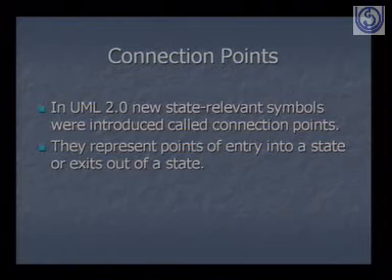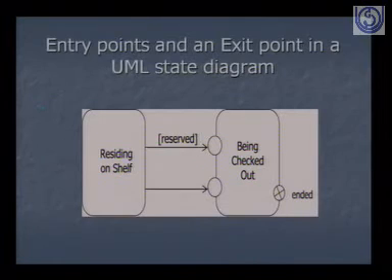It is called the connection point. Connection points represent the points of entry. Suppose there are several entry points for a particular state, then I can mention the entry points, and suppose there are one or many exit points out of that state, I can mention the exit points also. Let us see one simple example over here.